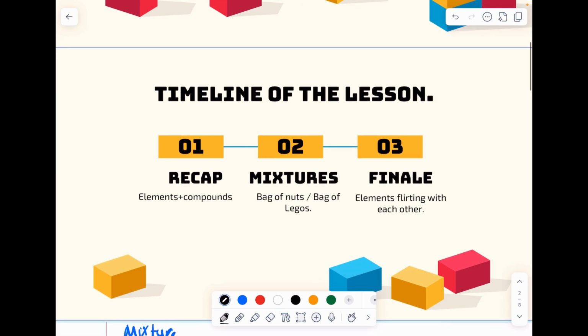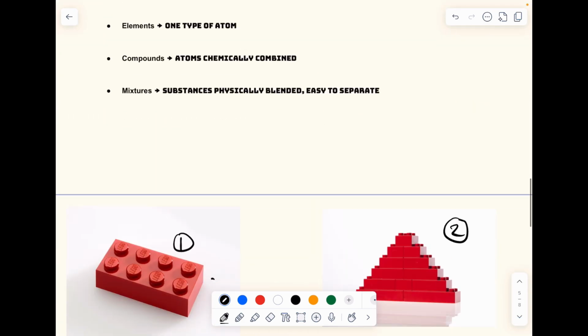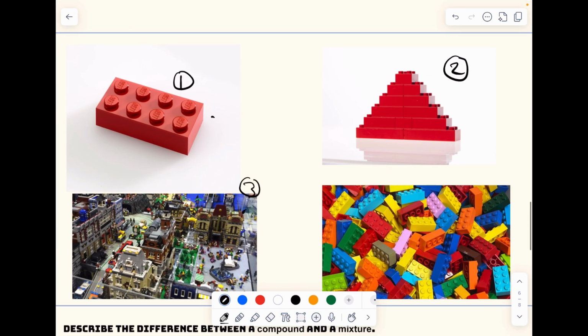So yeah, the timeline of today's lesson: we're going to have a recap of what we previously looked at. We're going to dive into mixtures, and then we're going to have a finale where we do a quick summary and some exam questions. Okay, let's get started. So, recap of what we previously learned.